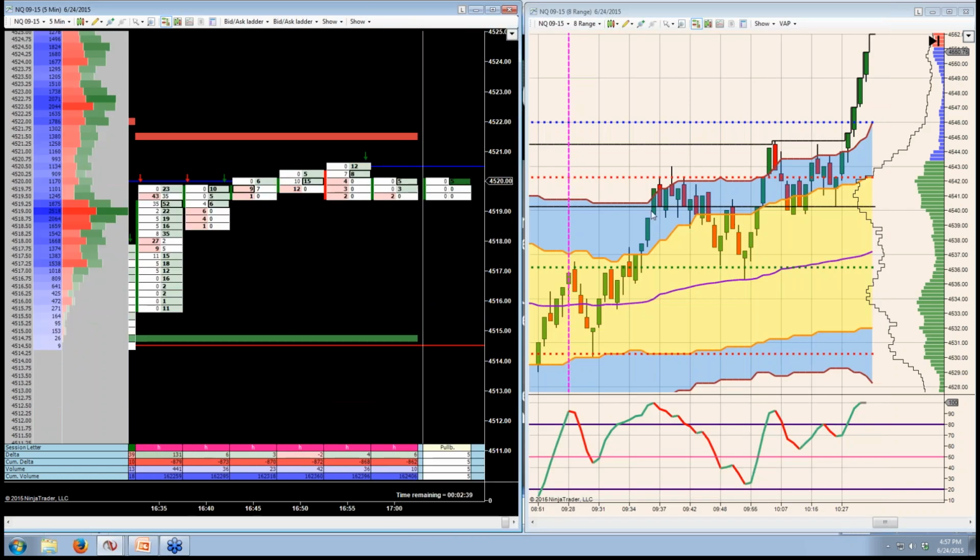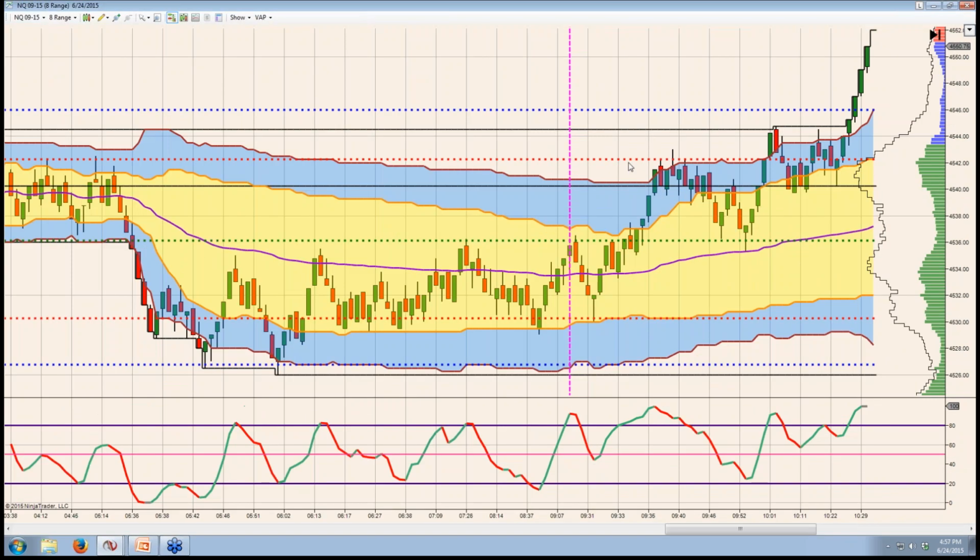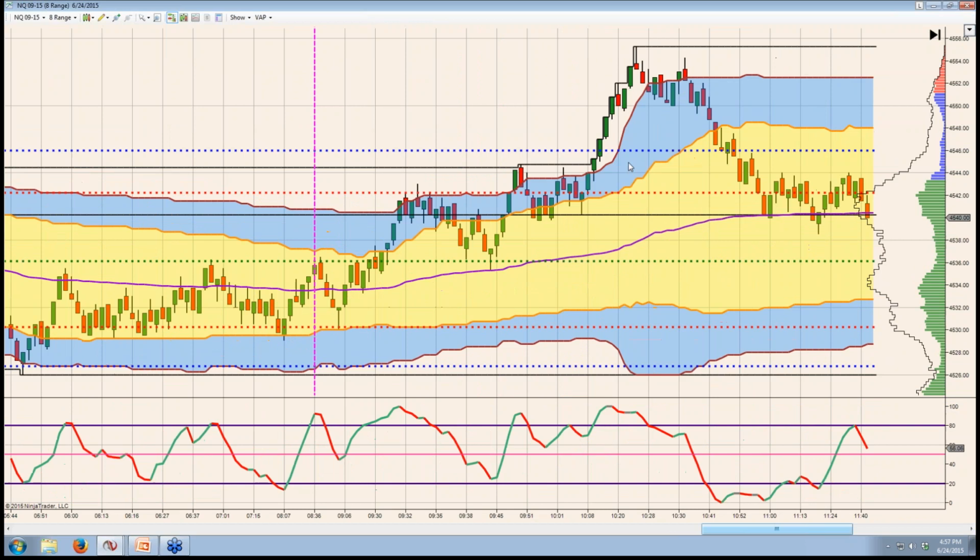So as mentioned earlier, we're looking for breaks outside the high value area, level 1, level 2, shorts below low value area 1, low value area 2. Now, I will trade, as long as order flow confirms it. Now, I'll trade back into the fair value area.